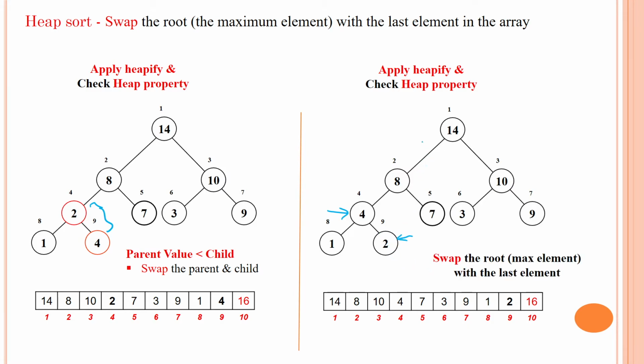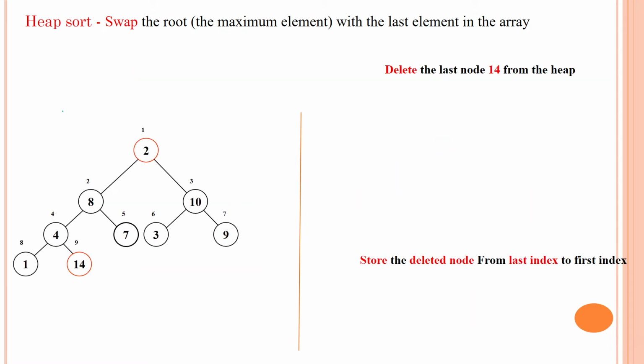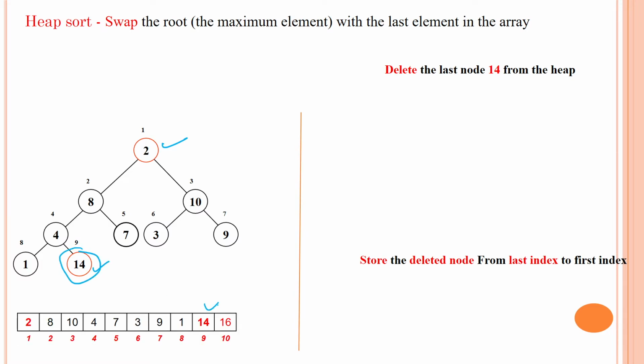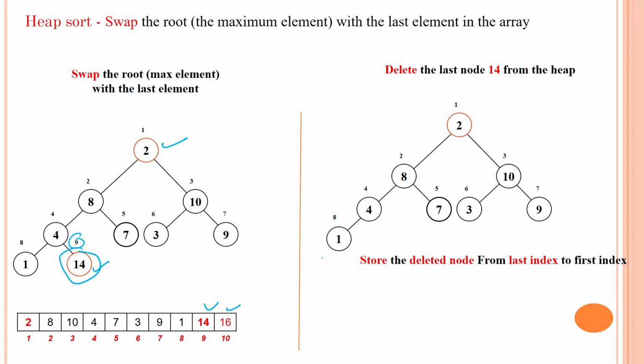So next what to do, we have to swap the maximum element, that is the root, with the last element, 2 and 14. So we have to swap it here. So swapping the 2 and 14, after swapping we have to delete this. So 14 will be deleted and stored in the last index, I mean ninth index. Then after deletion our tree will look like this.